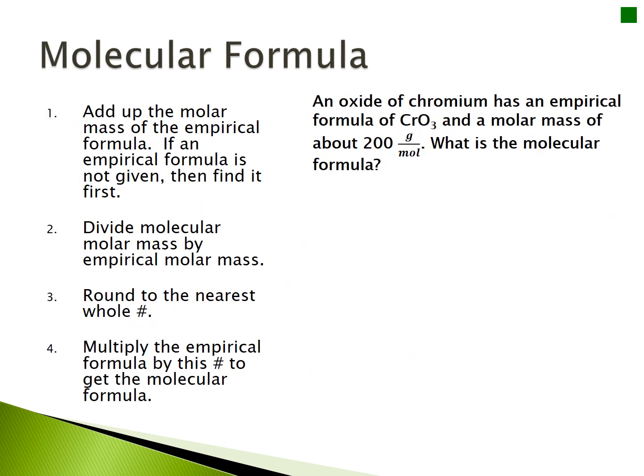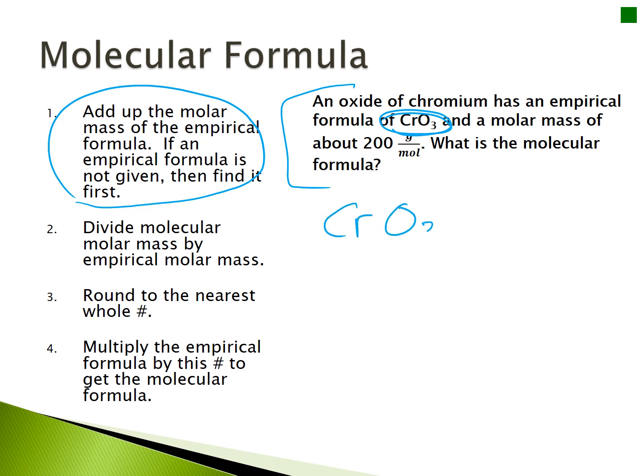All right, let's try to do a molecular formula. So for molecular, remember this is its true formula. The first step you need to do is add up the molar mass of the empirical formula. If the empirical formula is not given in the problem, then you've got to find it first. When I read this problem, I'm given the empirical formula of CrO3. So what I'm going to first do is find the molar mass of that guy. So CrO3, it's going to be 52 times 1 plus 16 times 3. So I get a total molar mass of 100 grams.